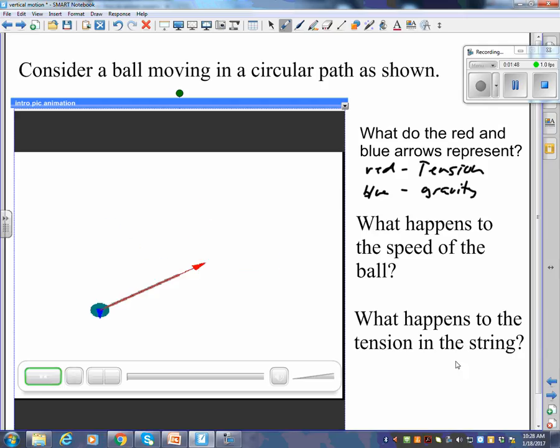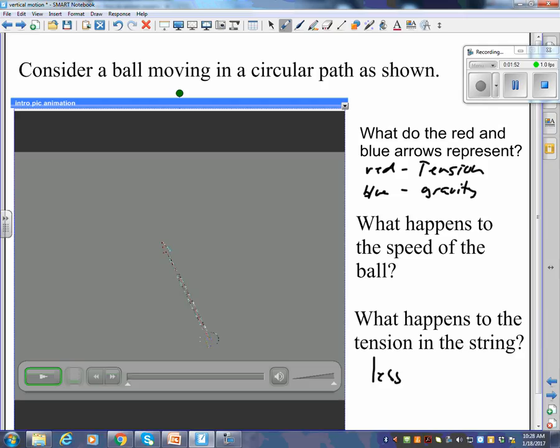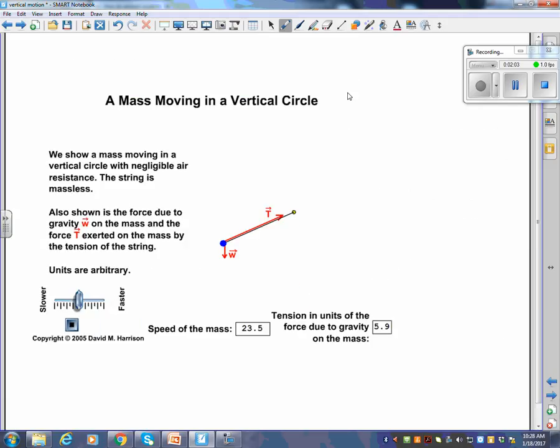What happens to the tension in the string? Well, it definitely changes, right? Would you say that it lessens at the top? I think so, right? So these are all sort of intuitive things that we're going to delve into mathematically here. Okay. So here is the same thing, but with a little bit more to see, right?